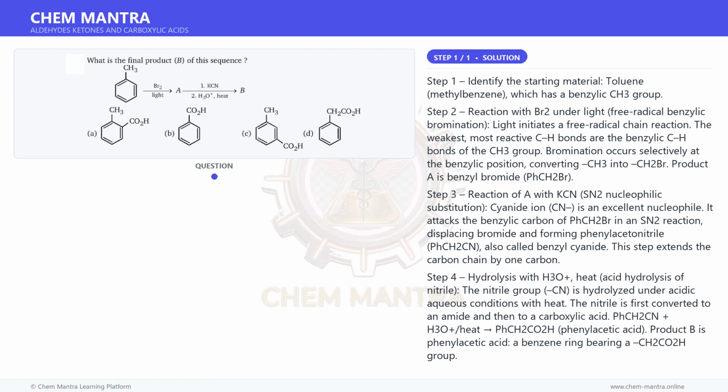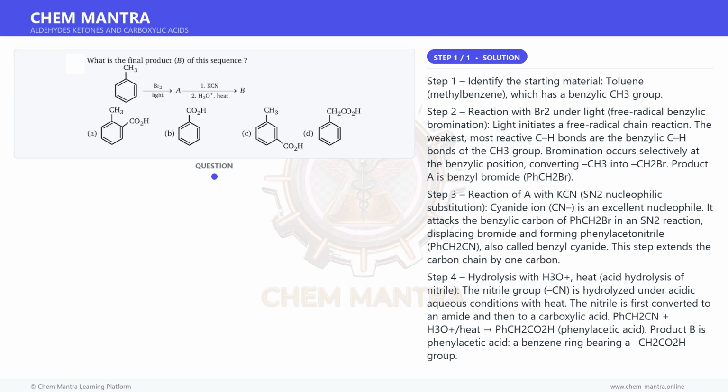Step 3. Reaction of A with KCN, SN2 nucleophilic substitution. Cyanide ion, CN-, is an excellent nucleophile. It attacks the benzylic carbon of PhCH2Br in an SN2 reaction, displacing bromide and forming phenylacetonitrile, PhCH2CN, also called benzyl cyanide. This step extends the carbon chain by one carbon.